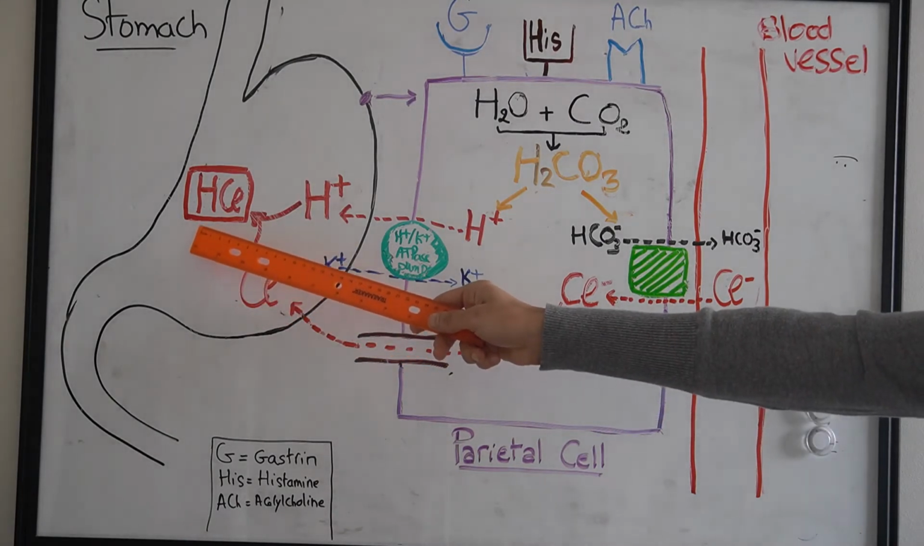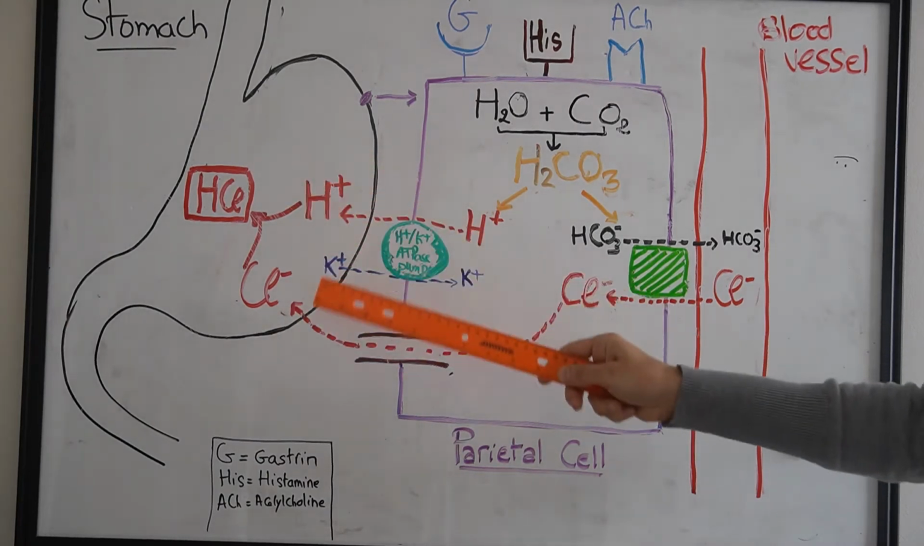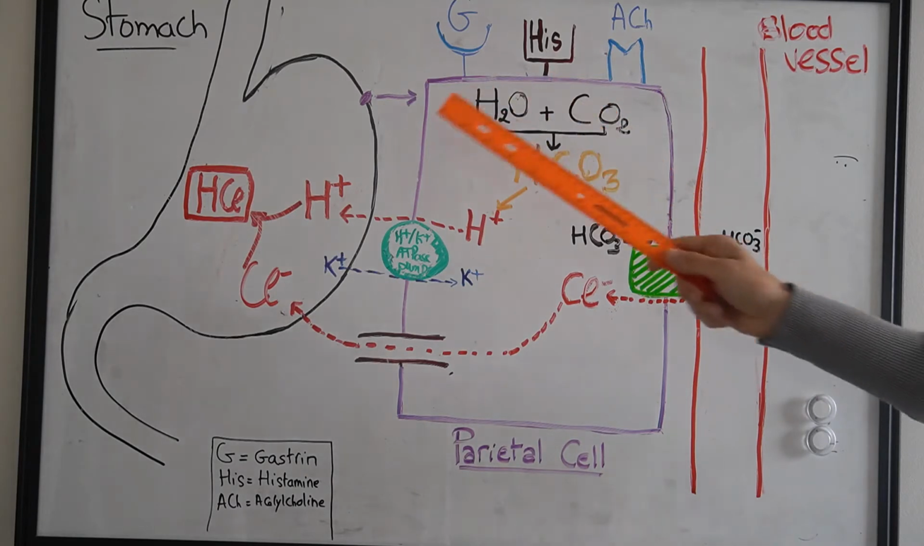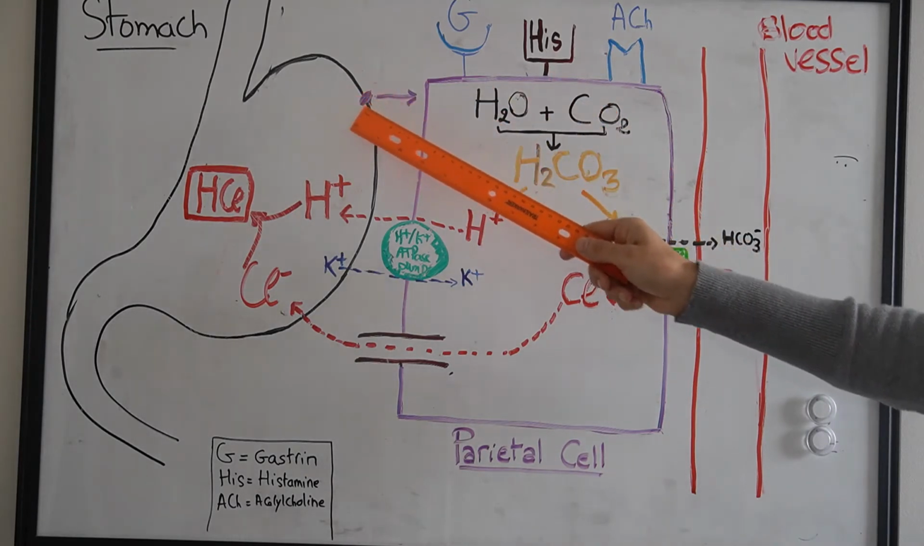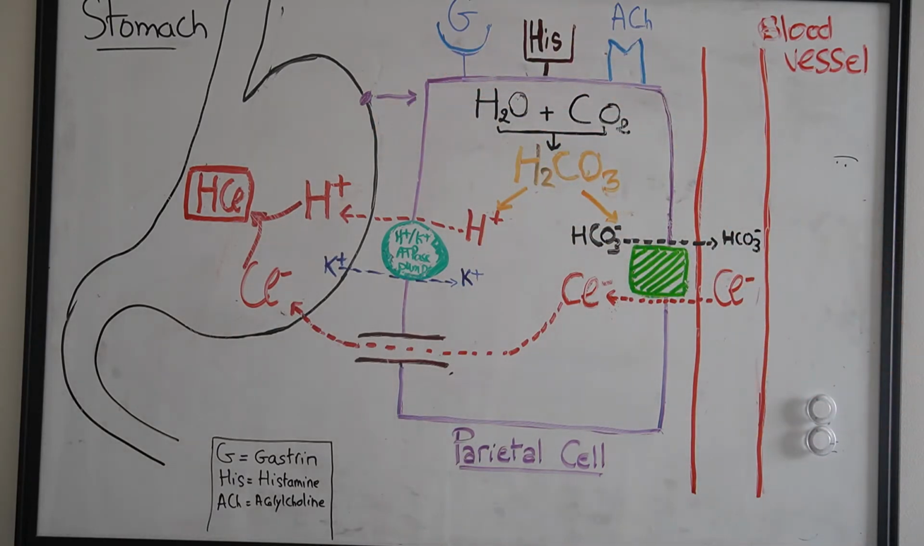It contains hydrochloric acid made out of hydrogen and chloride. We need both these ions to be able to form hydrochloric acid. So how does it happen? We have a type of cell in the stomach called parietal cells. It's what I illustrated in purple, made it big for explanation purpose.